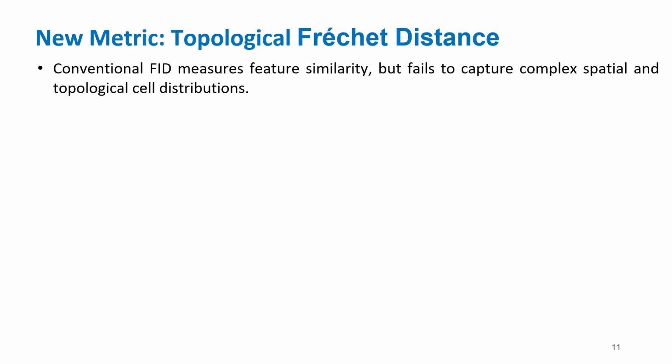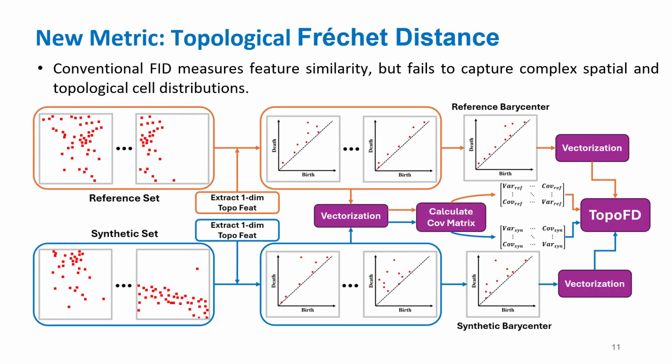Conventional FID measures feature similarity but fails to capture complex spatial cell distributions. To rigorously evaluate the realism of generated layouts, we propose a new metric, topological fracture distance. TopoFD measures discrepancies between the distributions of persistence diagrams, focusing specifically on clinically meaningful topological features.